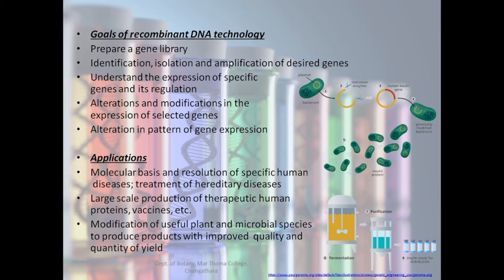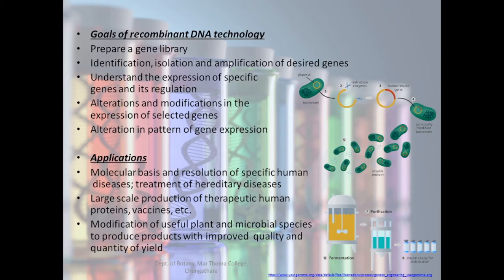Modification of useful plants and microbes is also the next application of rDNA technology. These animals, plants or microbes are used to produce crops or products with improved quality and quantity.